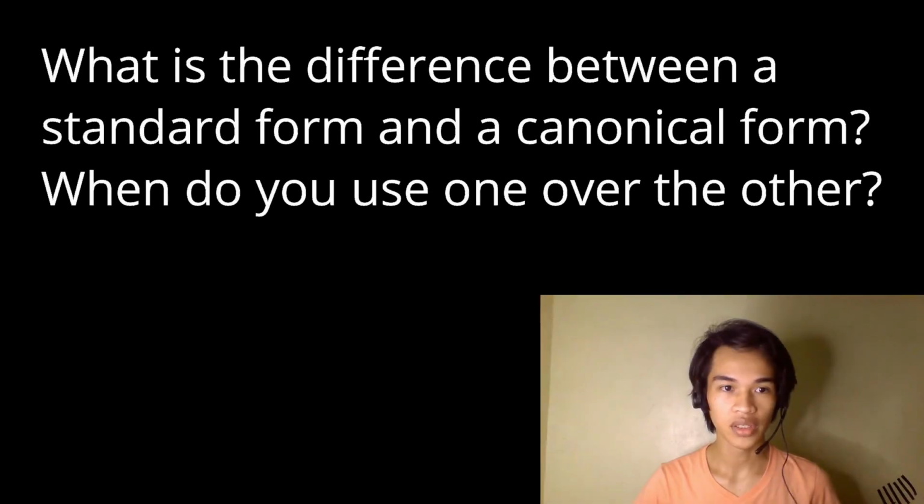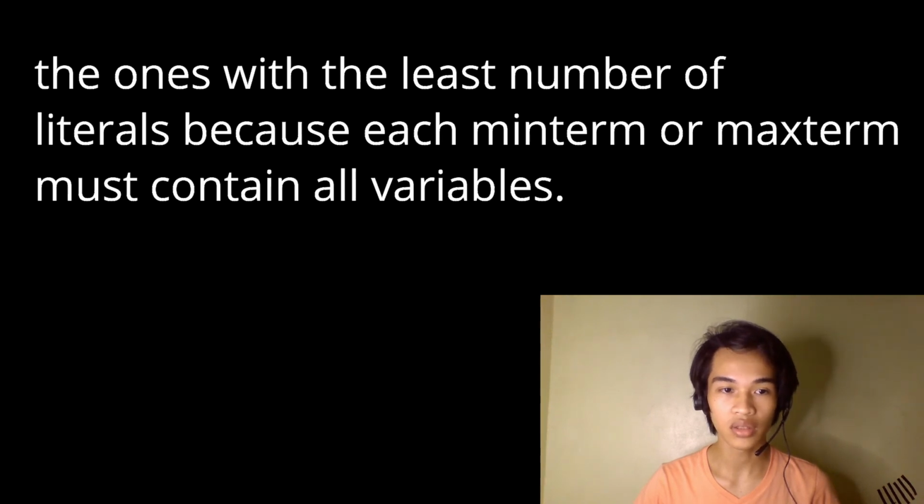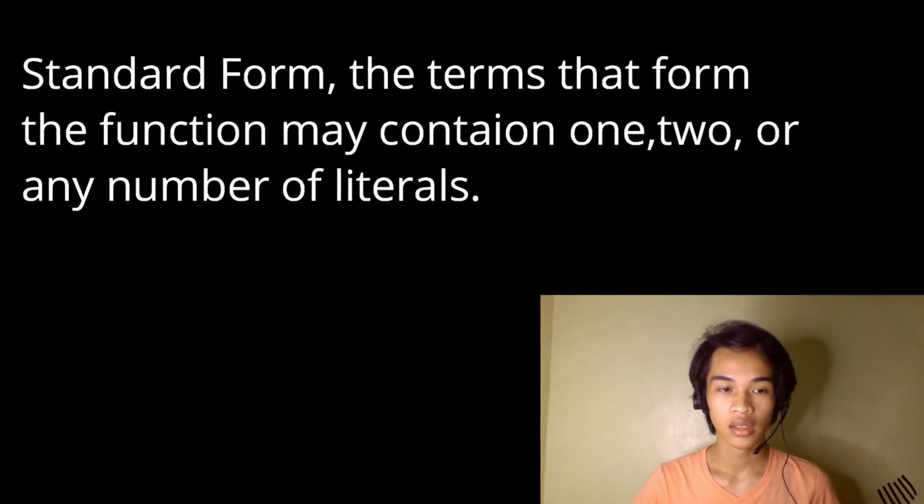What is the difference between a standard form and a canonical form? When are they used, one over the other? Canonical forms are forms derived from reading a given function from the truth table. These forms are very seldom the ones with the least number of literals because each minterm or maxterm, by definition, must contain all variables. On the other hand, in standard form, the terms that form the function may contain one, two, or any number of literals.